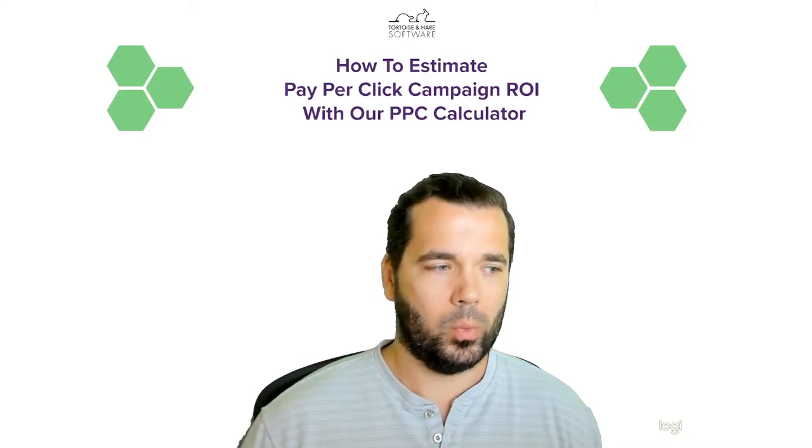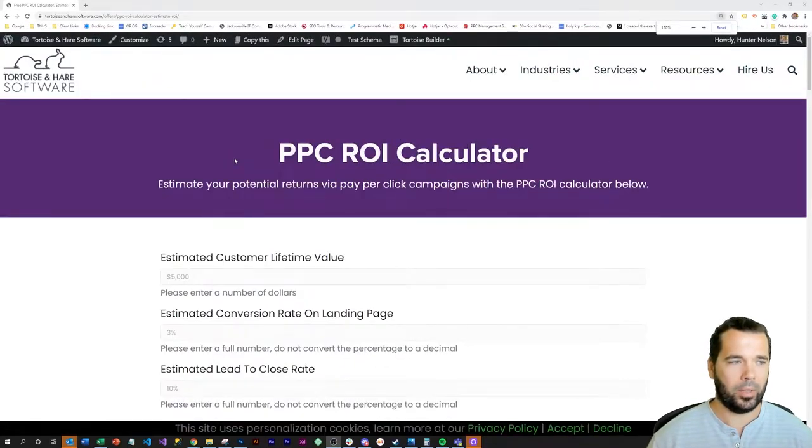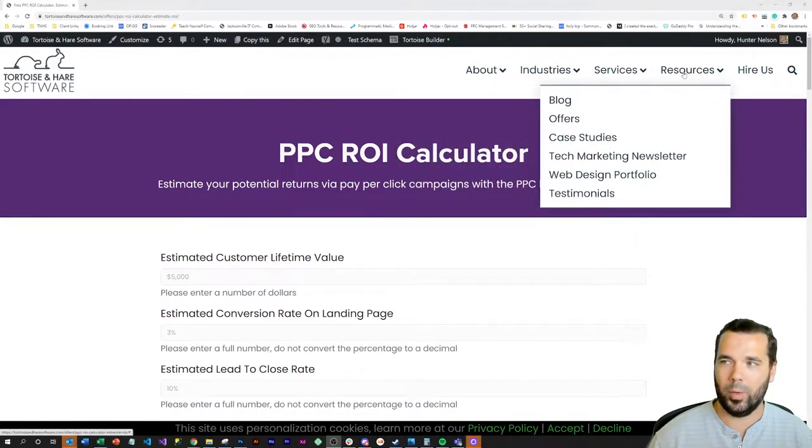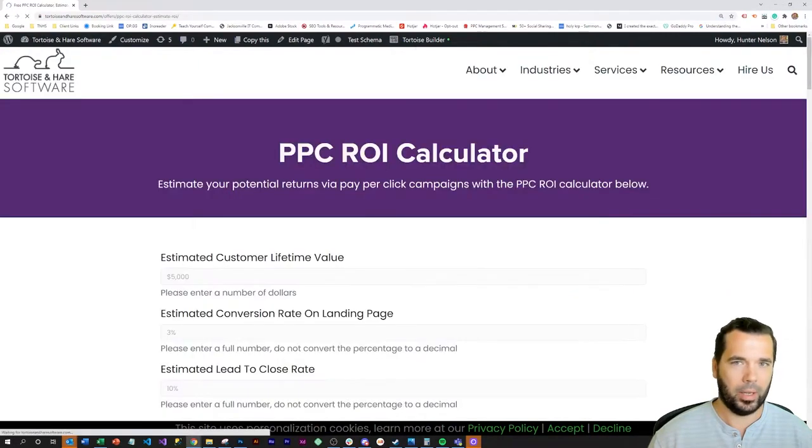So I'm going to switch over here to the screen capture, to the pay-per-click calculator, and we'll take a look at that. I'll link the page to the PPC ROI calculator in the video description below, but if you're on the Tortoise and Hare Software website, you can come to Resources, Offers, and find the PPC calculator and click on that.